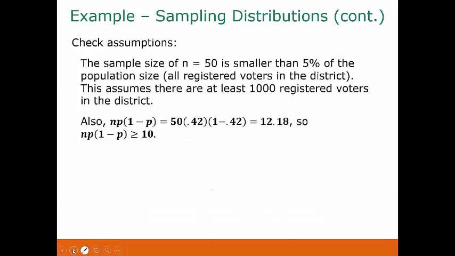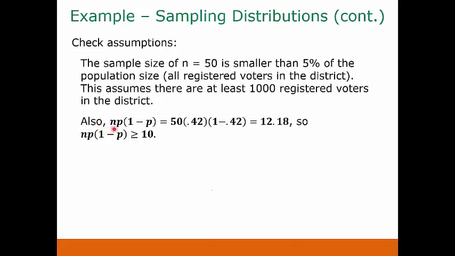First, let's check our assumptions. First of all, the sample size of n equals 50 is smaller than 5% of the population size, which would be all registered voters in the district or the population we're talking about. And this would assume that there are at least 1,000 registered voters in the district.